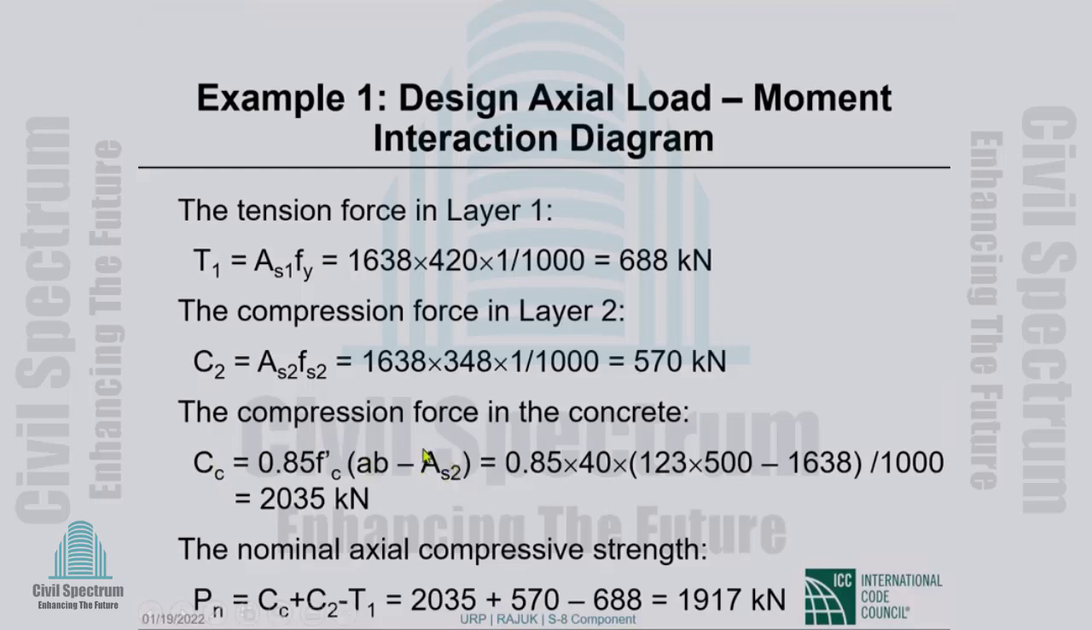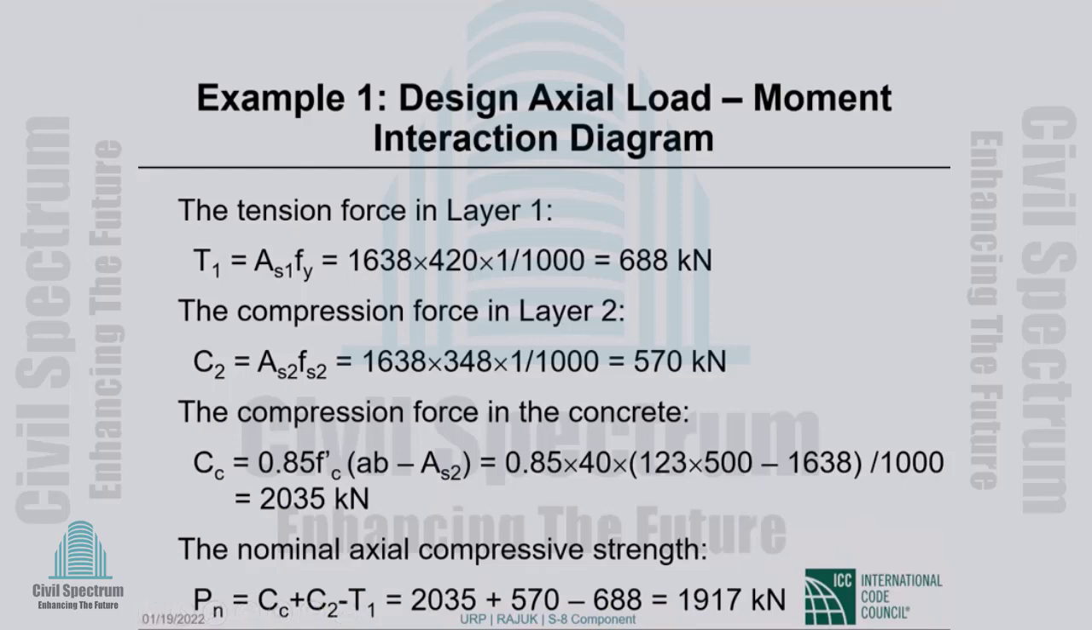We took out the compression steel area. This is typically not done. Theoretically, you should do it. Practically, we typically do not do it. Anyway, that gives us 1035 kilonewtons. So the P sub N is the two compressions minus the tension, and that is 1917 kilonewtons.